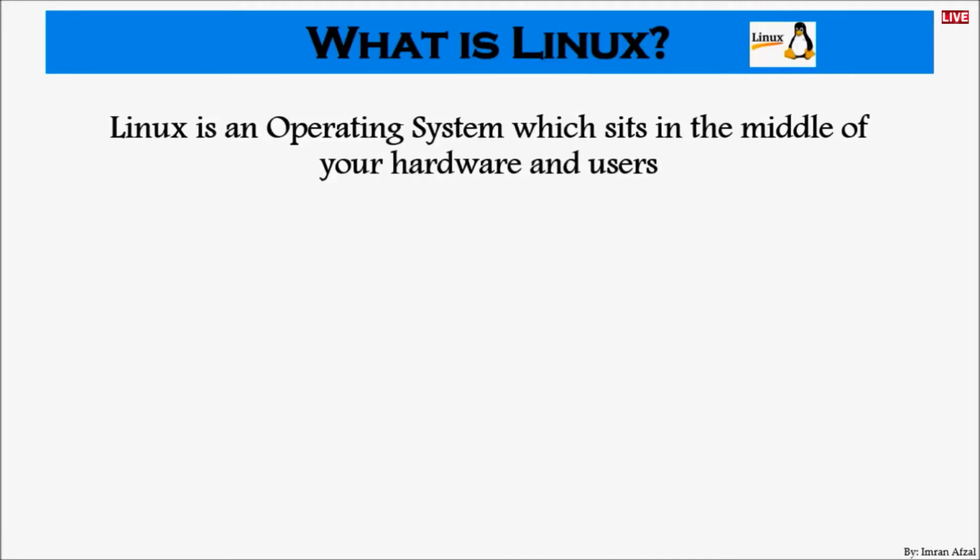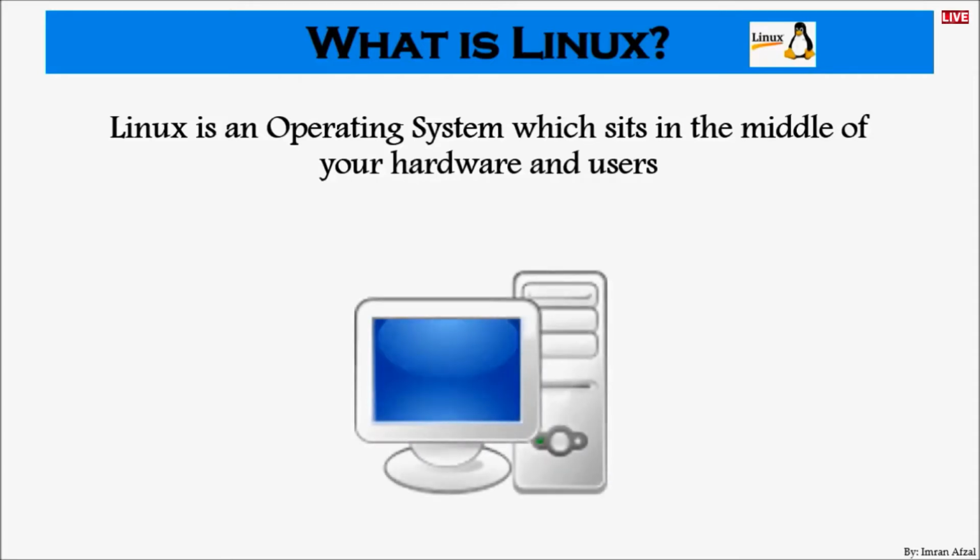And the users are the ones who run the applications. So it's like a middleman or a bridge that takes the commands from users and translates them to hardware. Look at this picture. You see a computer, right? Without an operating system, this computer is considered a dumb terminal. It doesn't do anything. So how does it work?